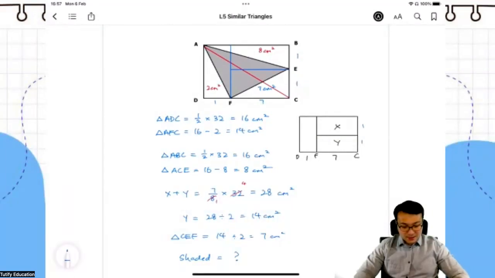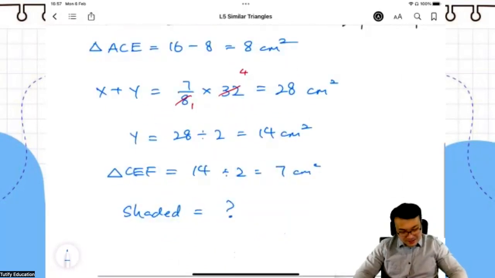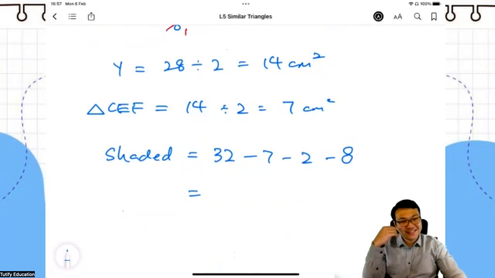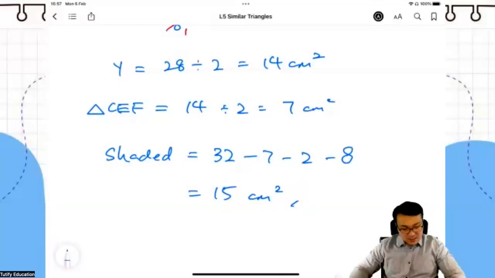Now, Kaden, do you know? 32 minus 2 minus 7 minus 8, right? So you keep giving me wrong answers, eh? Maybe I'm just careless. Okay, 32 minus 7 minus 2 minus 8. Come, let's do it. Oh, I know already. Tell me. Okay, never mind. 15. Correct. Very good, very good. 15 cm squared.